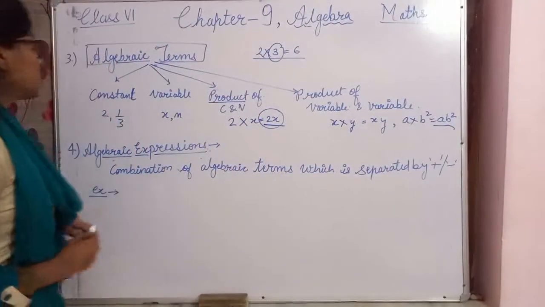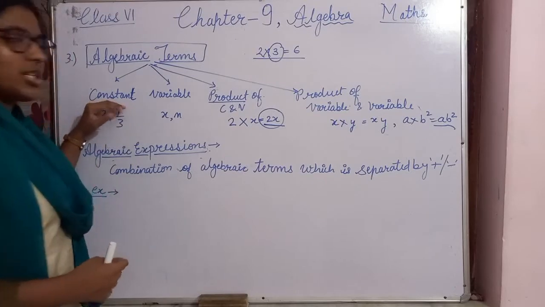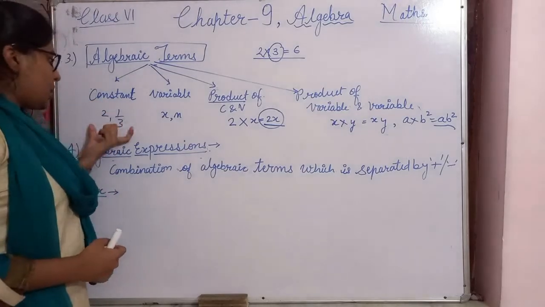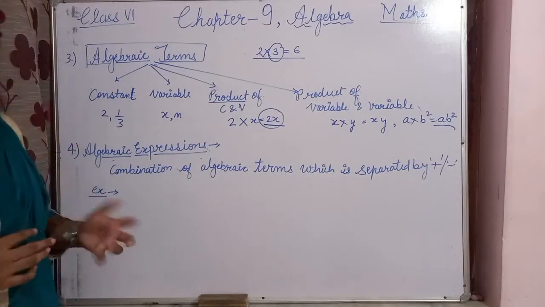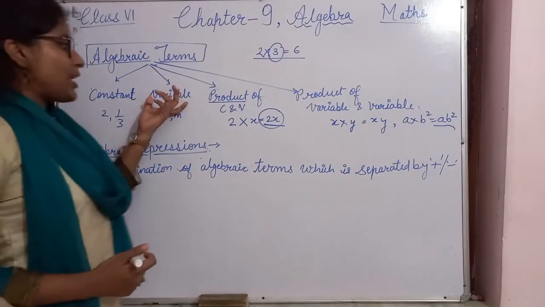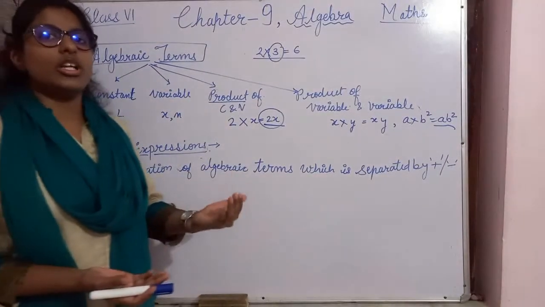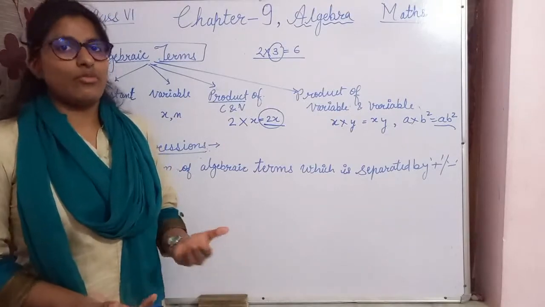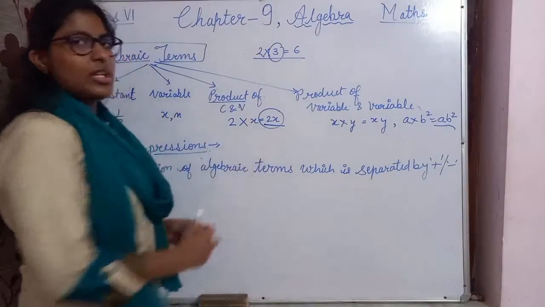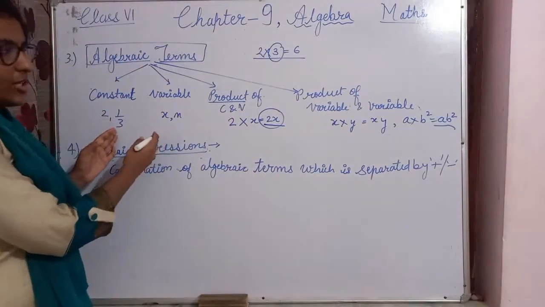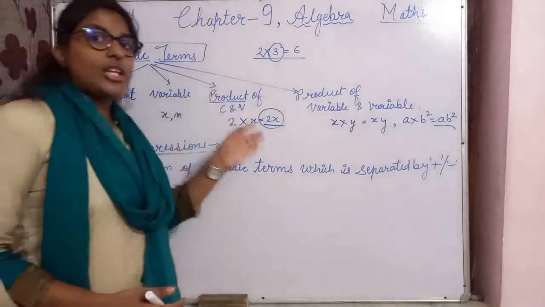Now again I am revising. We have 4 algebraic terms in algebra. One is constant, a fixed numeric value. You can think of any kind of number here: decimal, fractional, integers, whole number, natural number. Now variable: any of the 26 alphabets, so for an unknown quantity we can assume any one alphabet. Next is the product of constant and variable, meaning we multiply the constant and the variable, and the product of variable and variable means we multiply variable with variable.